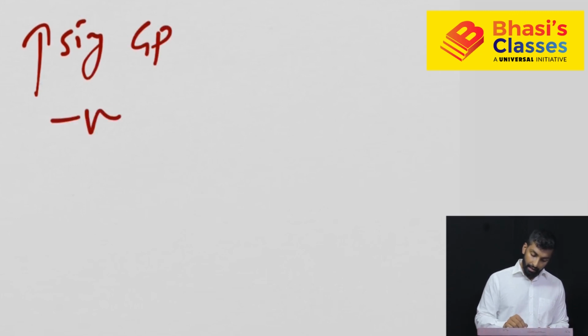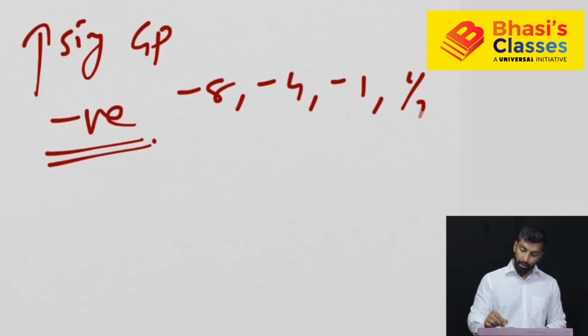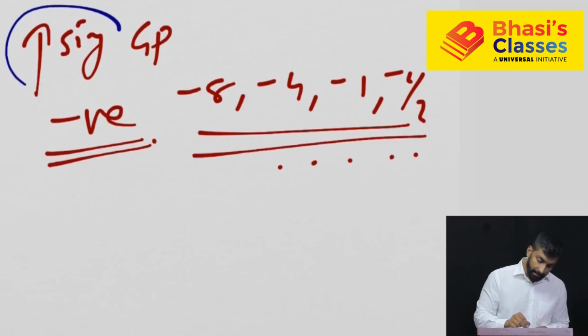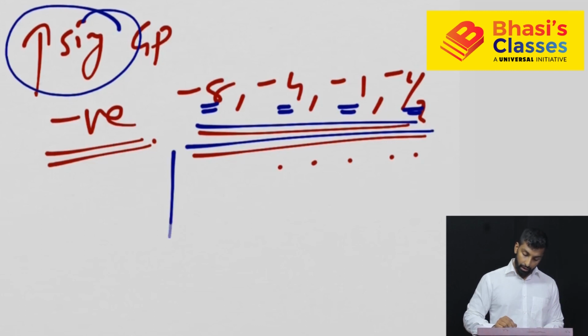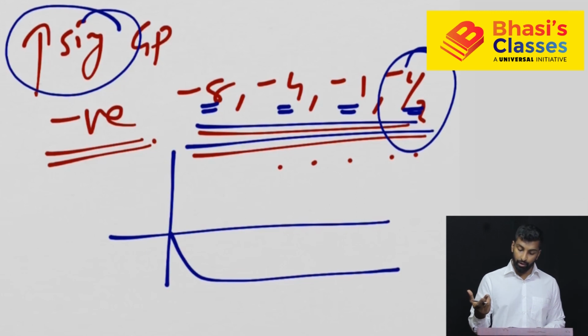What about increasing GP starting with negative? Let's take minus 8, minus 4, minus 1, minus 1 by 2, etc., right? See, all the numbers are negative. It is increasing, but still all are negative, right? How is it increasing? From minus 8 to minus 4, minus 4 to minus 1, then minus 1 by 2, then minus 1 by 4, all values are negative. So it will look like this on a graph. Now after some time, if you find the sum, it will be almost the same, okay? Approximately the values will be the same.